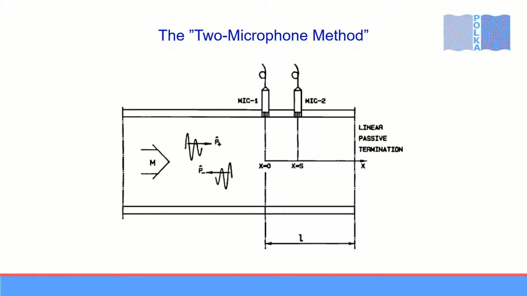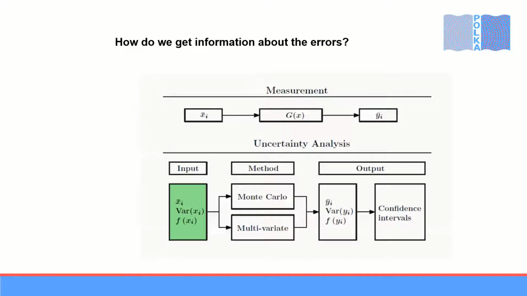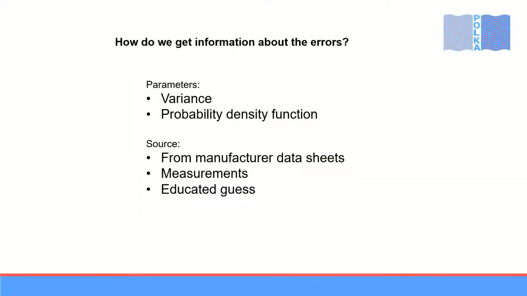Okay, so you have already seen this a number of times. The two microphone method, wave decomposition. I've already shown this. But for this example then, how do we get information about the error? We need the variance, the probability density function, the distribution of the data, and the sources, as already mentioned. You can get it from the manufacturer data sheets, you can do measurements, and you could make an educated guess from previous experience.